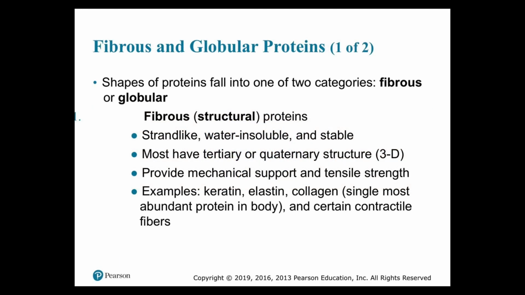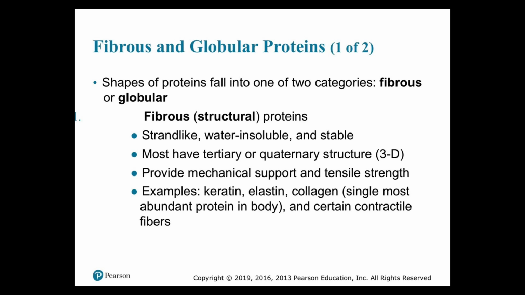So proteins fall into one of 2 categories based on their shape: fibrous or globular. So fibrous, let's start with fibrous. These are structural proteins. They're strand-like, they're like fibers, as the name suggests. They're water insoluble, and they're stable structures. Most of them have tertiary or quaternary structure. And they provide mechanical support and tensile strength.